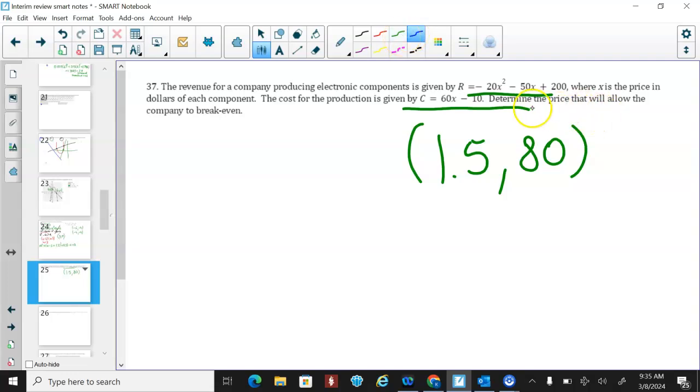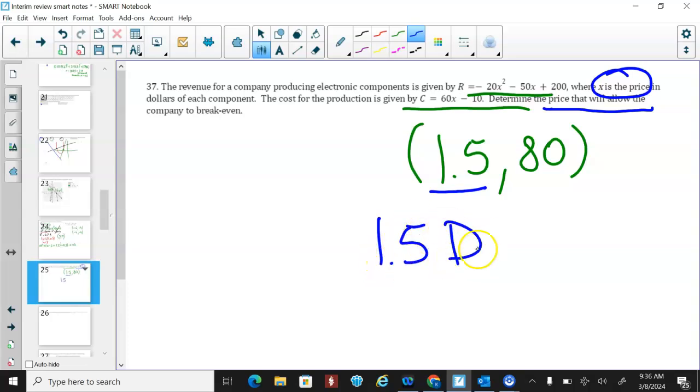And so now our question is asking determine the price that will allow the company to break even. Price stands for X. So this would be $1.50. Okay, that would be my price.